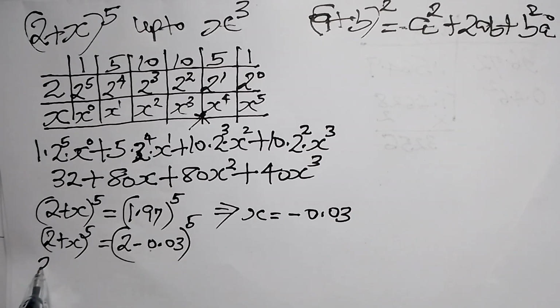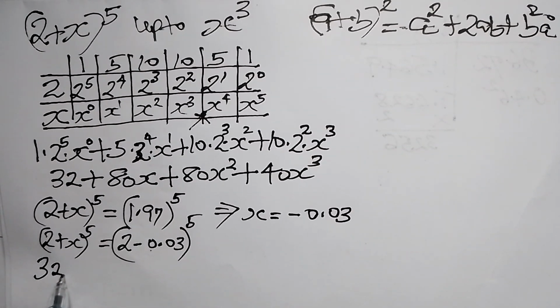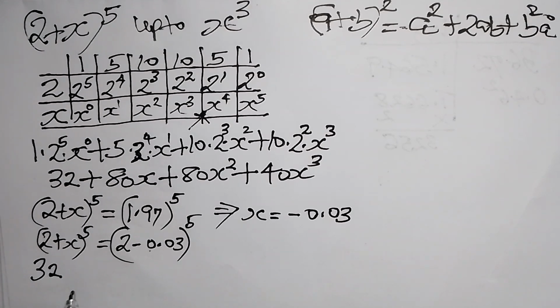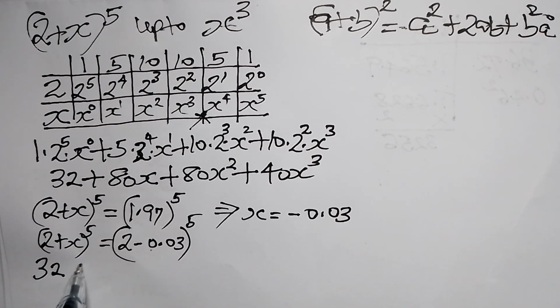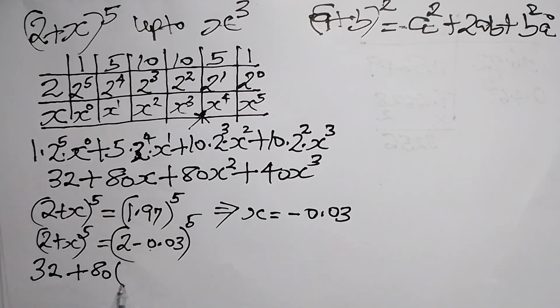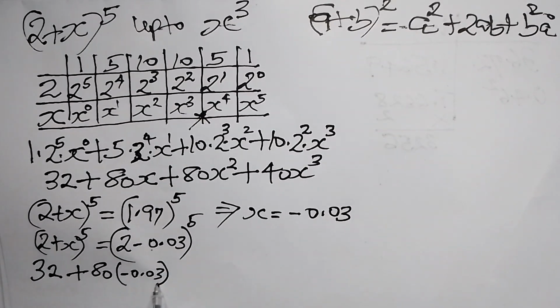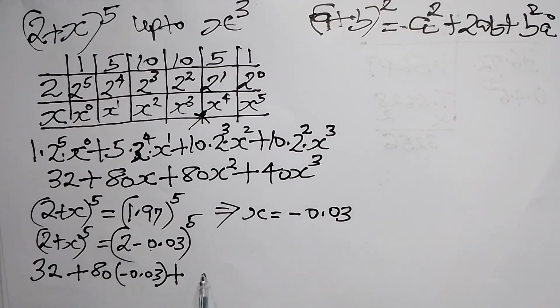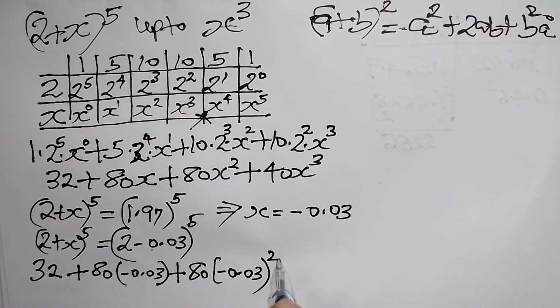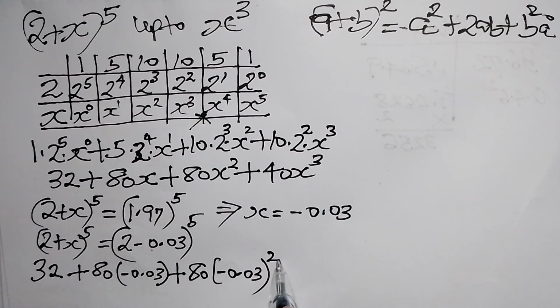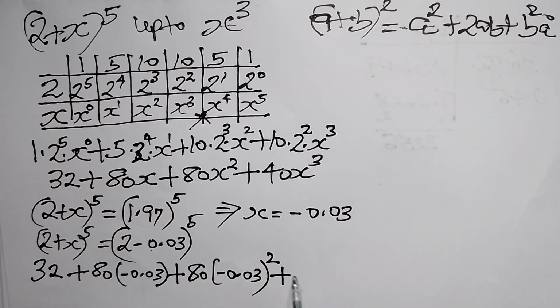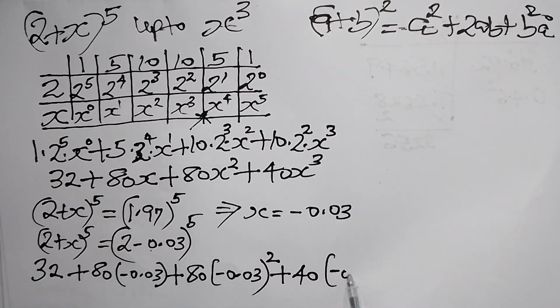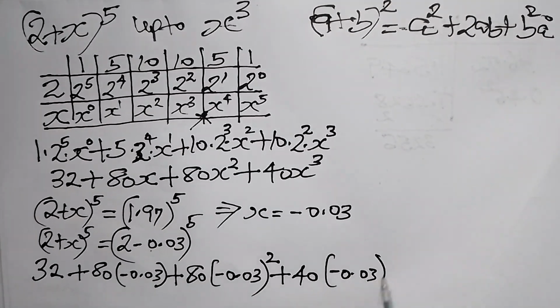So we're going to have 32 plus 80 multiplied by negative 0.03, plus 80 again, 80 multiplied by negative 0.03 squared, plus 40 multiplied by negative 0.03 cubed, like that.